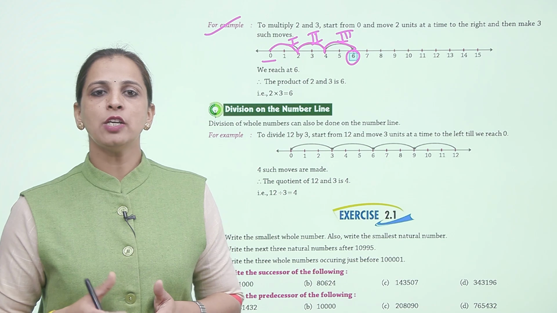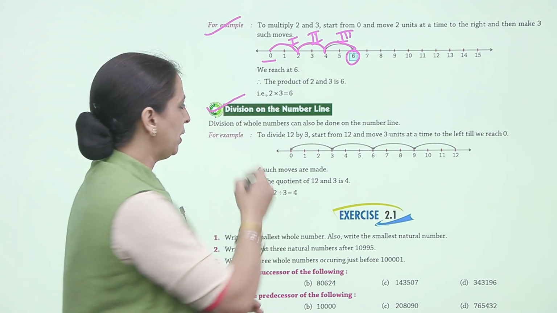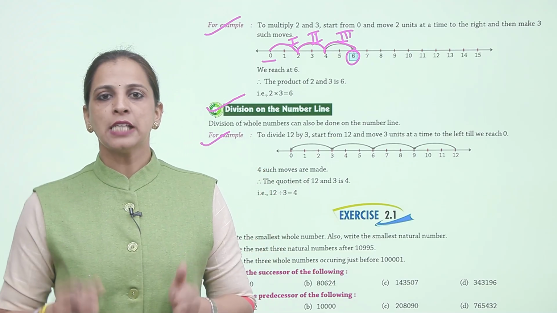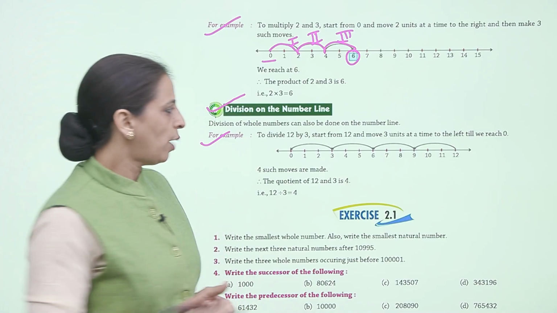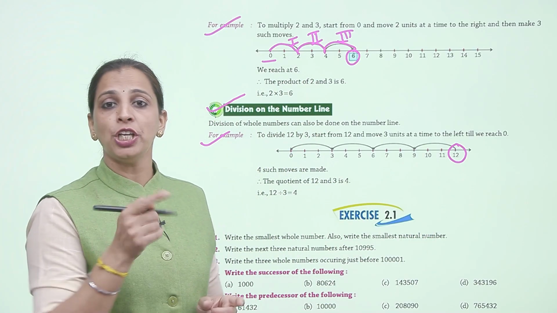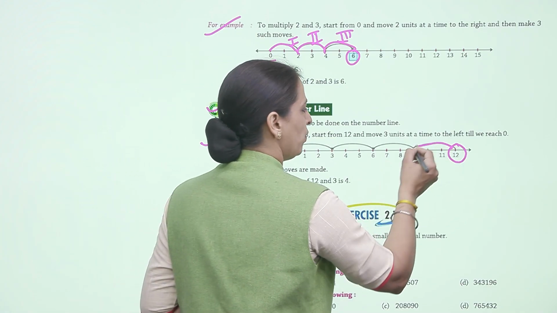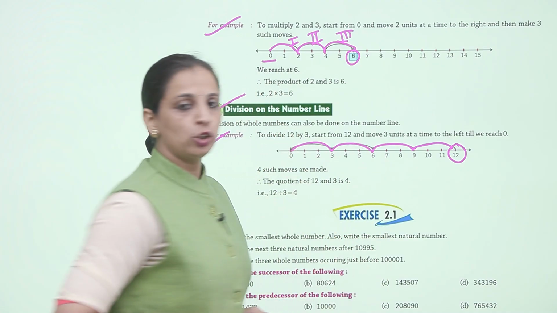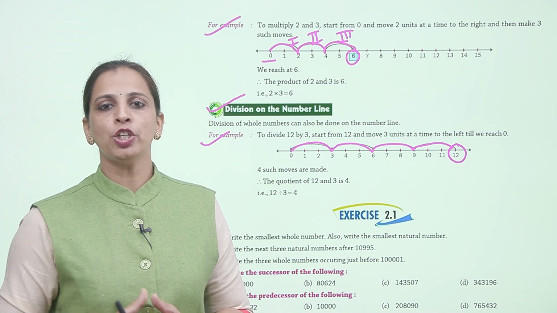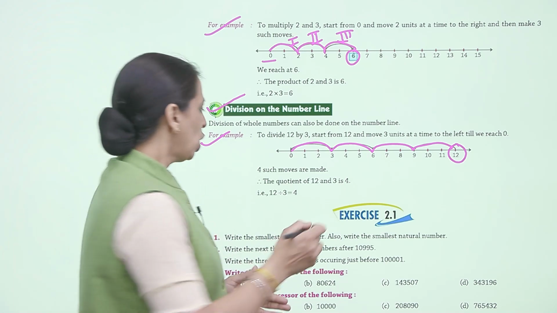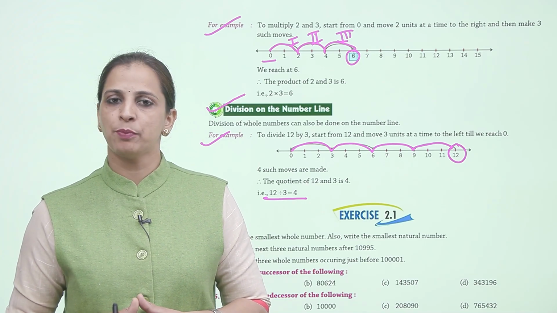Now next is division on the number line. Division of whole numbers can also be done on the number line. For example, to divide 12 by 3, start from 12 and move 3 units at a time to the left till we reach 0. तो हमने 12 से स्टार्ट किया और 3 से डिवाइड करना है तो 3 की यूनिट्स के कितने मूव लेंगे जब तक हम 0 पे नहीं पहुंच जाते. तो ये फर्स्ट मूव, सेकेंड मूव, थर्ड मूव एंड फोर्थ मूव. तो 4 such moves are made. हमने कितने मूव्स किए? 4. So the quotient of 12 and 3 is 4. That is 12 divided by 3 is equals to 4. तो बच्चों सेम मेथड को यूज करते हुए एक्सरसाइज आप खुद ट्राई करेंगे.